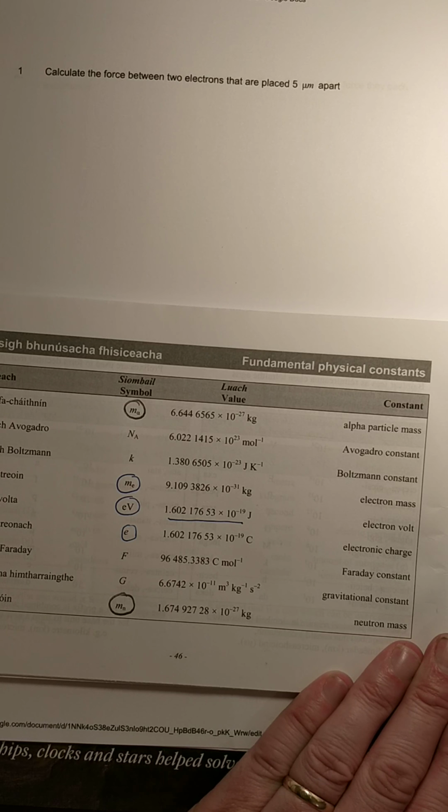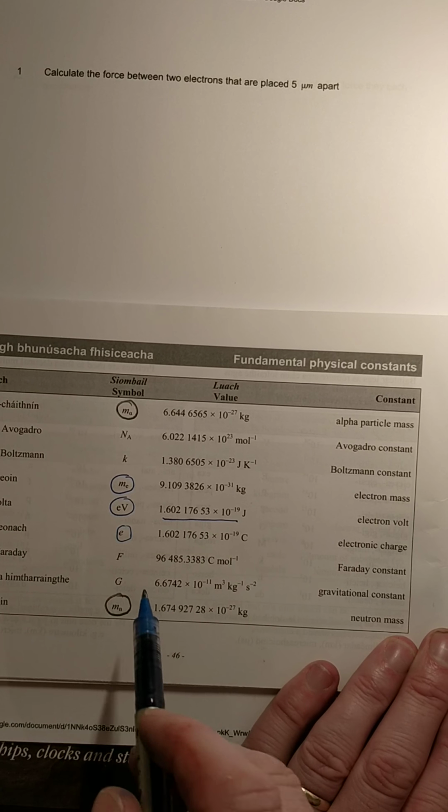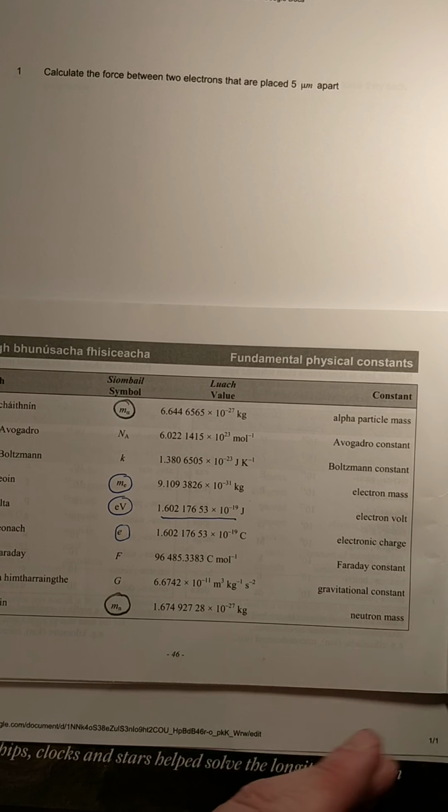It's there for you. Now remember, the size of the charge of the electron is the same as the size of the charge of the proton. So that is also the charge on the proton. Will be very important as we go on.